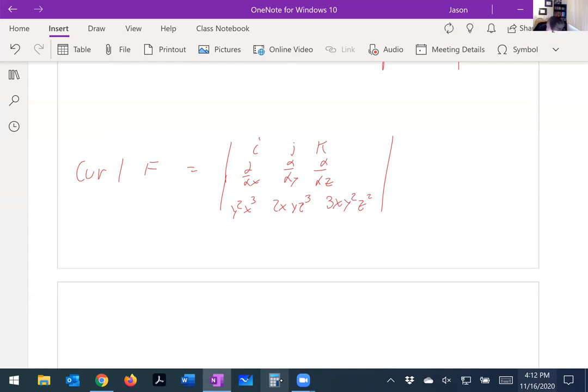Okay, so let's see what we get here. So the curl of f, and again, why is this important? Because we couldn't deal with this before. We could only deal with stuff with 2 variables. Now we can deal with stuff with 3 variables. That's why this is important.